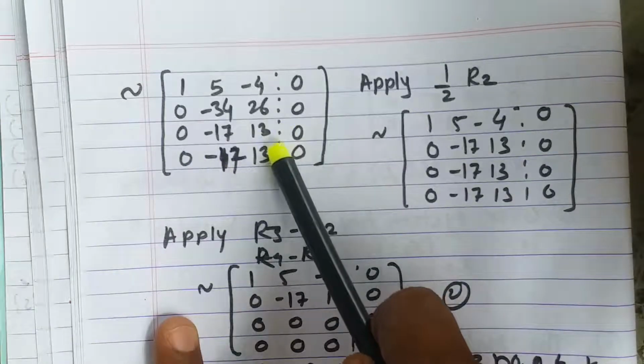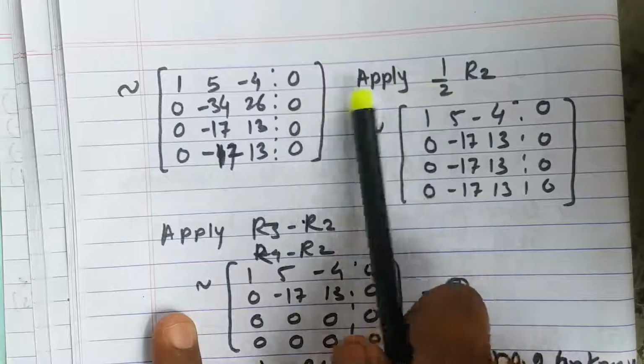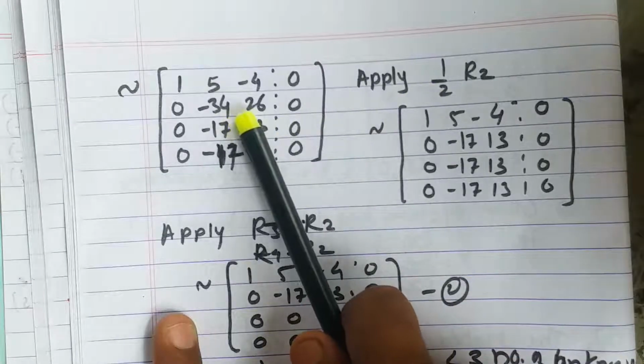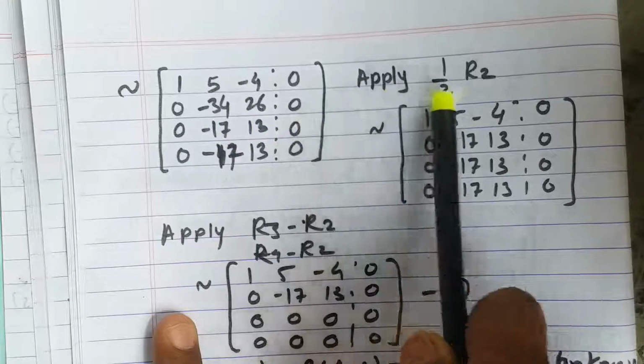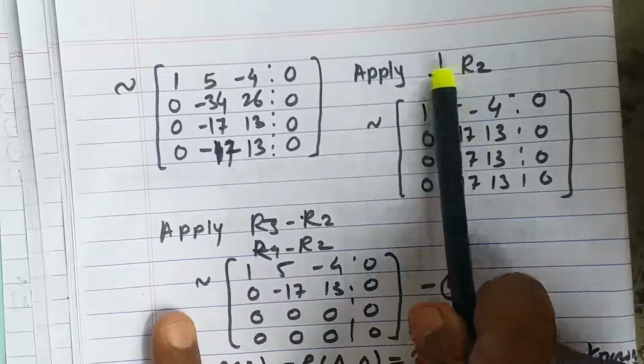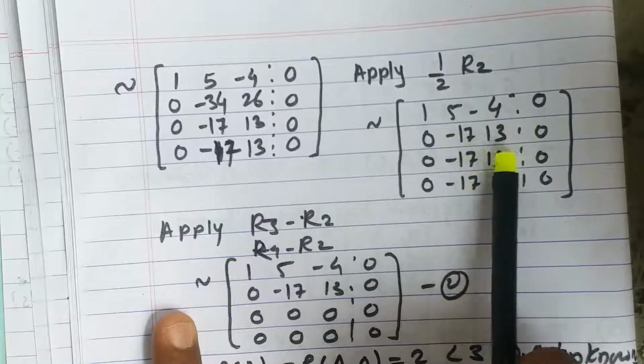So these two rows are equal, and this row is a multiple of this row. Okay, now what I am going to do, if I multiply the second row by 1 by 2, I will get the same numbers, minus 17 and 30. So that I have done extra. I have multiplied the second row by 1 by 2, so I obtained minus 17 30. So all these entries are the same.